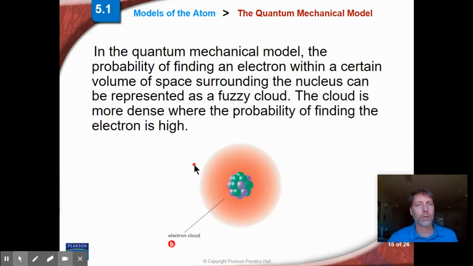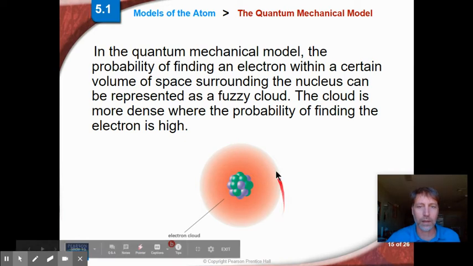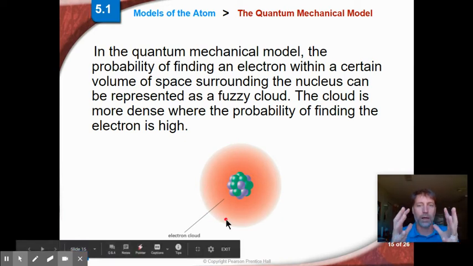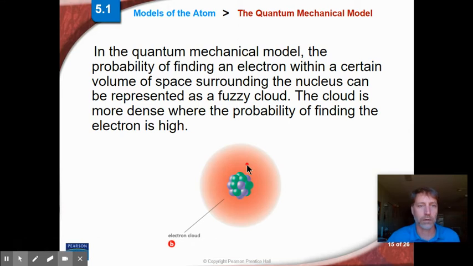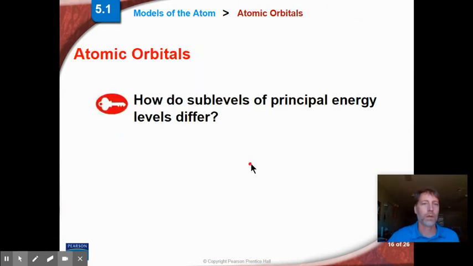So it's very similar to the quantum mechanical model. Within this electron cloud, imagine a three-dimensional spherical cloud around the nucleus, the electron is going to be somewhere in this space. Never known exactly where, but the probability is it's going to be in this space, in this cloud right here. So these are what are called orbitals.